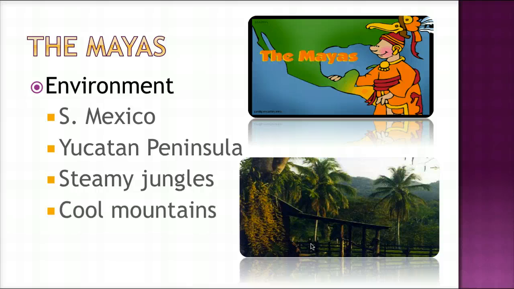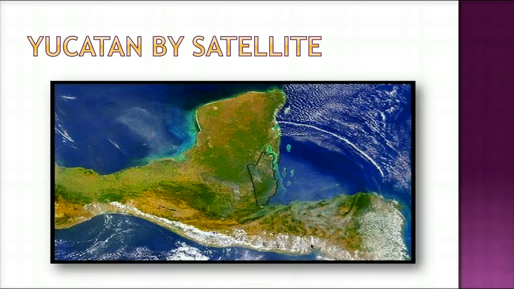There's also some cool mountains. Obviously, the higher you get in elevation, the cooler the air gets, so you've got some cool mountains in this region as well. We want to take a look at this from a satellite image. You can see right in this region, there is a lot of green. Down here, there's a lot of green, and those are those thick, dense jungles that I was talking about that will play host to the Mayas.